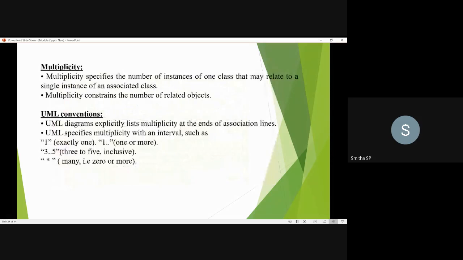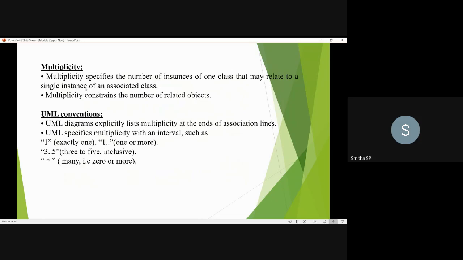Next, UML specifies multiplicity with an interval such as 1. It means exactly one object. Next, 1..*. It means one or more. Then 3..5. It means 3 to 5 inclusive, that is 3, 4, 5. Next, star. You can say it is a many association, or you can also say it is 0 or more associations.